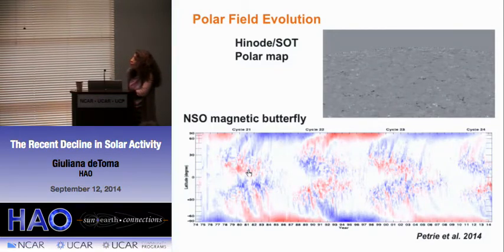Now, this is, of course, if you look at the polar field at very low resolution. In reality, if you look at the polar field in high resolution, you find that they are not regions of weak field of about 10 Gauss, but they're actually formed by very small, strong concentrations of magnetic field that have kilogauss strength.